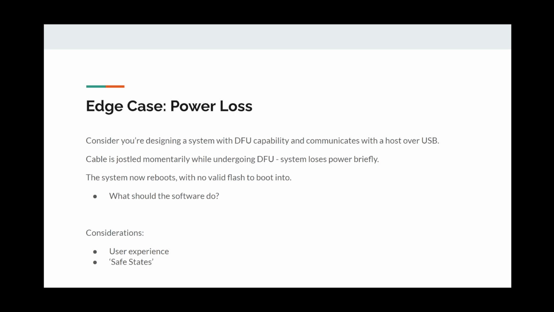You've got no valid application flash. Your bootloader is just sitting there like, home. Ask the host for a new image. Ask the host for a new image? Yeah, that's a possible solution. Any other ones? Stop the bootloader? Yeah, you can just chill in there. You can just basically do nothing. That is also a very valid option.